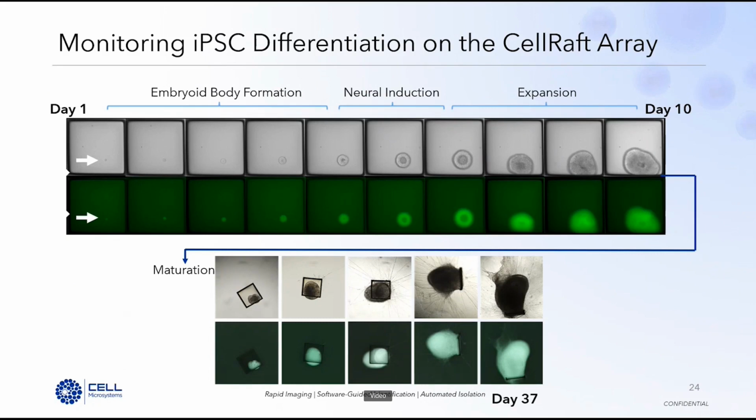So here we have human iPSCs that have been differentiated into cerebral organoids that continue to grow and form neural networks after isolation. Here you can see the single cell on day 1, the single iPSC. We induced embryoid body formation, induced neuronal induction, and then expanded these organoids on the array for 10 days. After they matured, we isolated them and let them continue to grow. And as you can see, by day 37, those neuronal networks are starting to form after isolation.